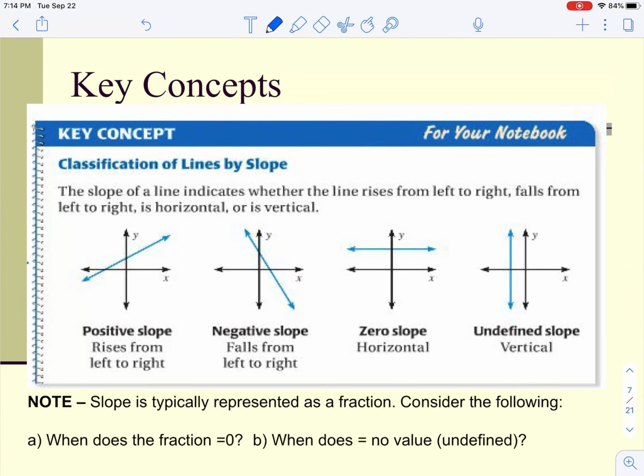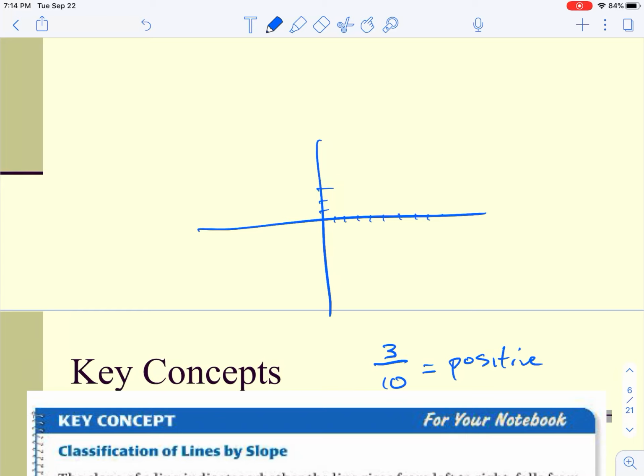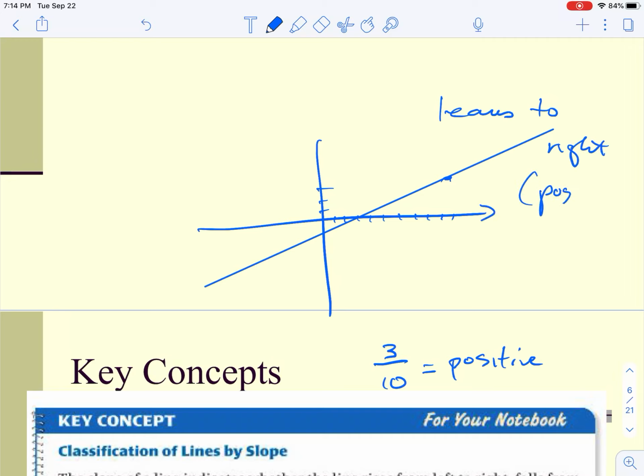Some key concepts for you to think about: if I have a positive slope, like in that last one, the last one was 3/10, not 3 over 3. But if I have 3/10, it's a positive number. And what I'd suggest to you is that if you go up 1, 2, 3, and over 10, it looks something like this. That leans to the right, or the positive direction. Remember, this is positive, negative, positive, negative.